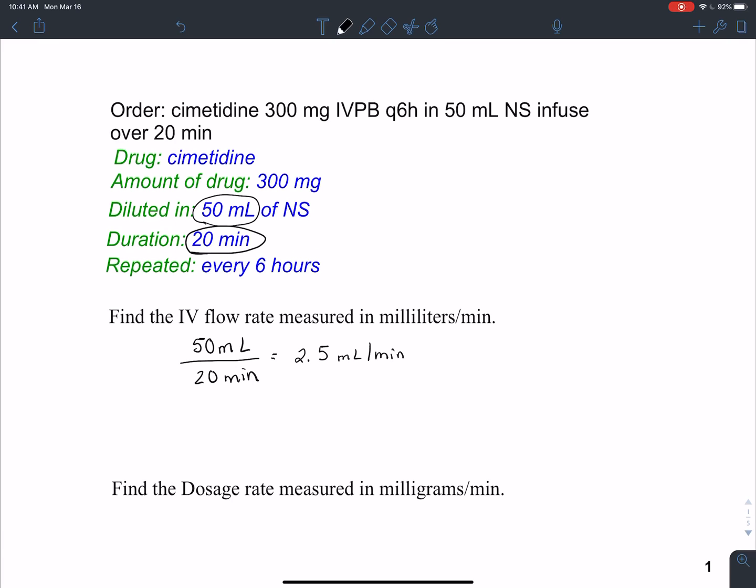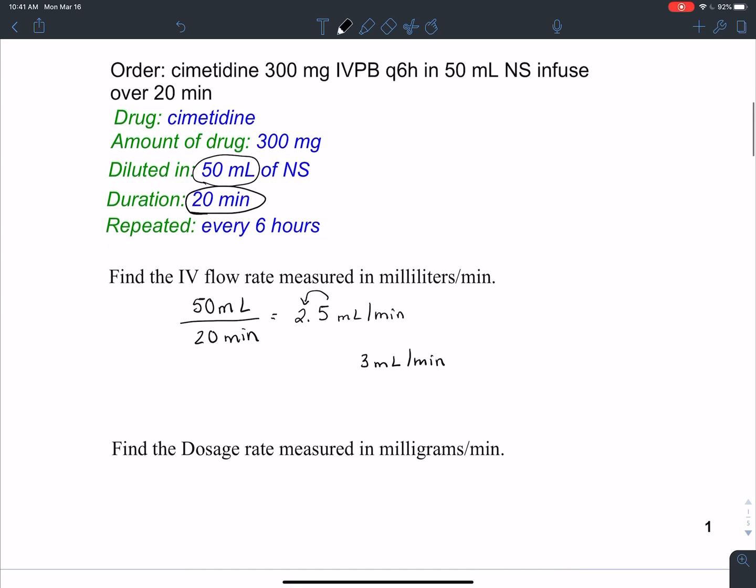Now, normally we round flow rates to the nearest whole number. That 5 tells me to round up. So if I was rounding to the nearest whole number, I'd say 3 milliliters per minute.